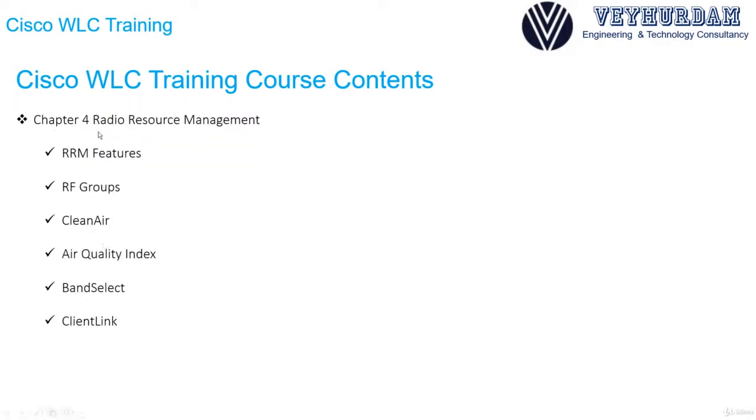On Chapter 4, we will go over radio resource management. Why do we need RRM features? What are different RRM features such as TPC, DCA, and coverage hole detection?